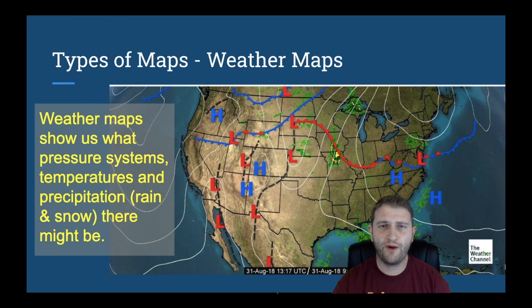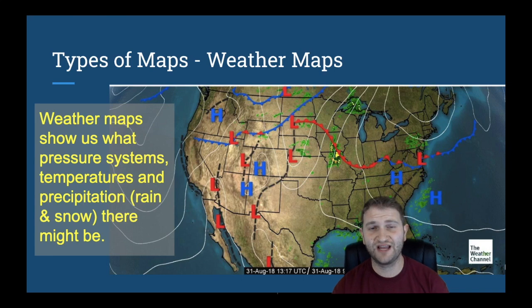Weather maps are something you probably use on a regular basis. You turn on the TV, they show you pressure systems, temperatures, precipitation. It's all super useful information. Is it always accurate? Not always, because it's sometimes a little bit of guesswork. But for the most part, they're accurate, and it can be really helpful in deciding what to wear.